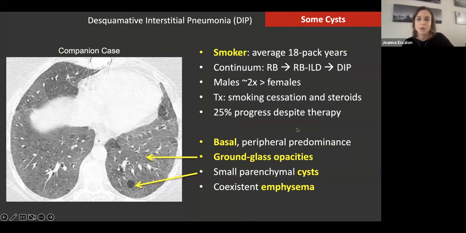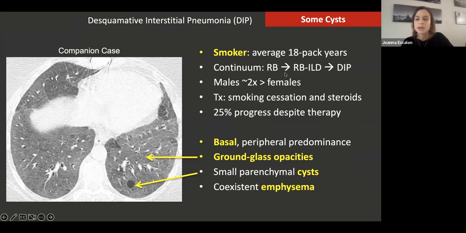This is a case of desquamative interstitial pneumonia, or DIP. And you can see a companion case here, again, with the diffuse lower lung predominant ground glass opacities and a couple cysts. And usually in these cases, you're going to see coexistent emphysema. These cases pretty much all occur in smokers with an average of 18 pack-years. It's on the continuum of respiratory bronchiolitis, RB-ILD, and DIP.